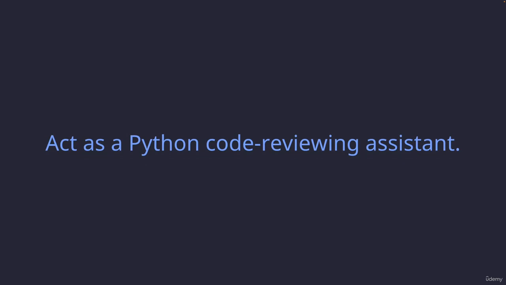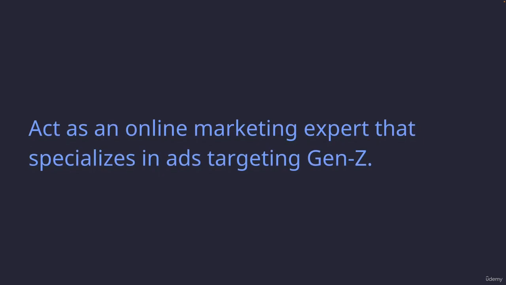Act as a Python code reviewing assistant. Or act as an online marketing expert that specializes in ads targeting Gen Z. So those are just some examples. I'll show it in practice in the next video. Again, it comes down to providing some background information as to who or what the model is. You don't have to think of it as a person always, but as some sort of assistant, what type of assistant, and context as to who or what you are, the querier.